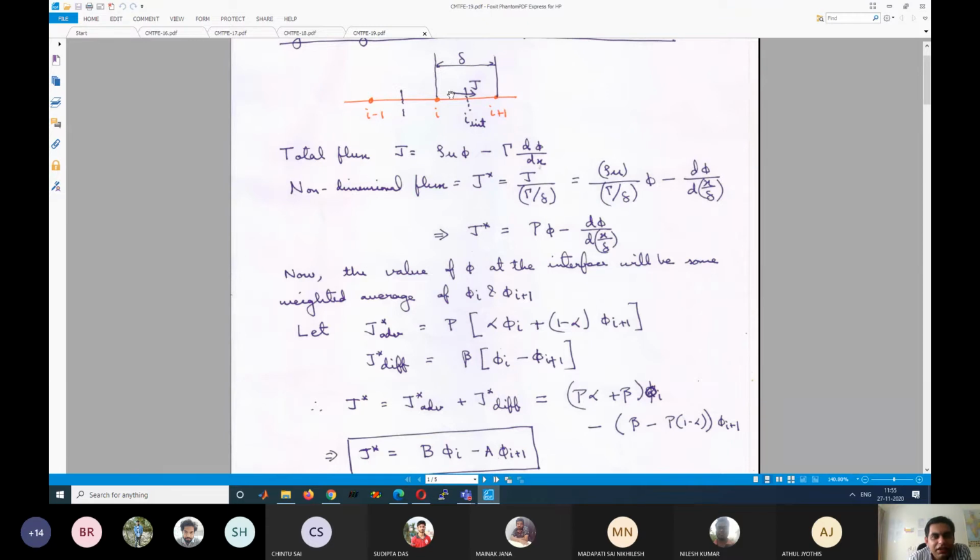So in general, if the Peclet number is P in the direction from left to right, in the other direction we can consider it to be minus P if the axis changes. Is it clear to everyone?